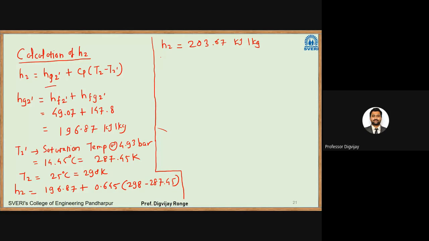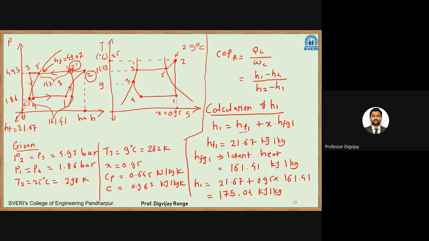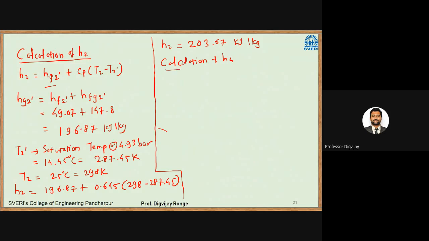Now the third thing is to calculate H4. So why am I calculating H4? See the formula of COP. We need these values. Out of these values, we have calculated H1, we have calculated H2. Now the remaining part is H4. So first I will calculate that.